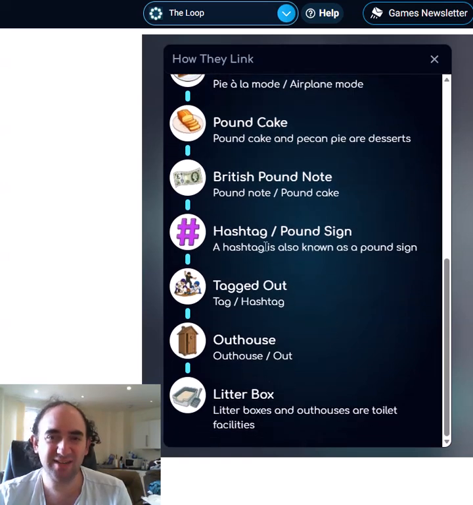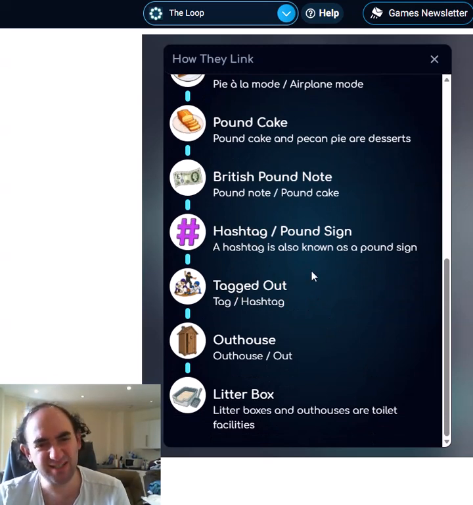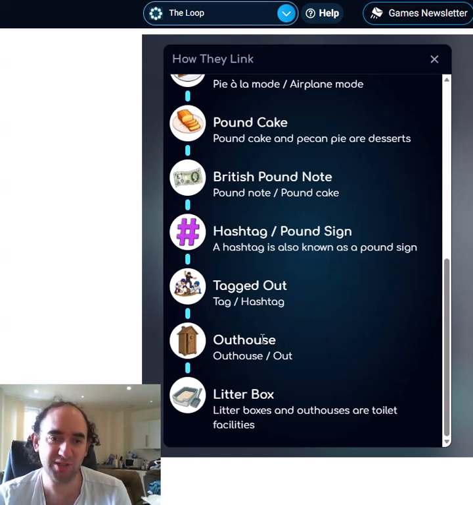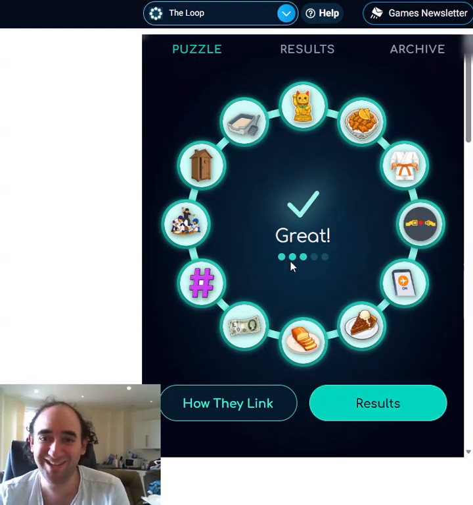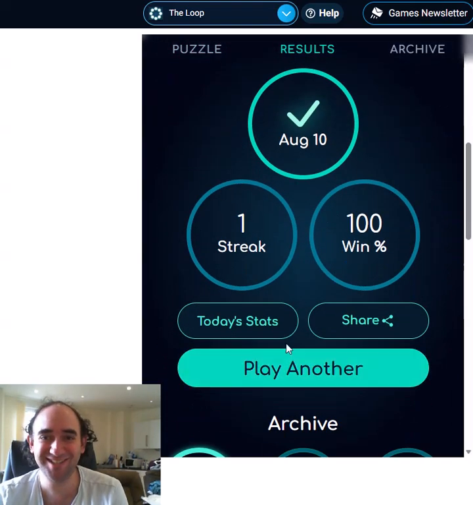And then it's a hashtag and tagged out. I did say hashtag and I did say a tag, so I should have worked that out. Maybe I did actually, I can't remember. Anyway, that's tagged out and outhouse. I think I put those next to each other, but I'm not sure I remembered why. But anyway, that's an outhouse. That's a toilet for a cat. So we worked that out. So I got bits of it, and it took me 3 guesses.